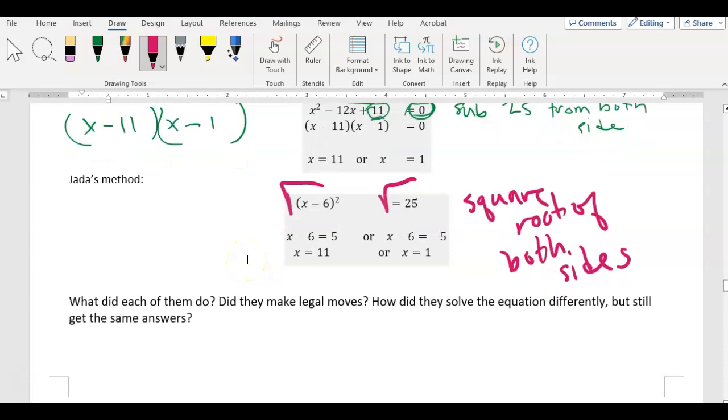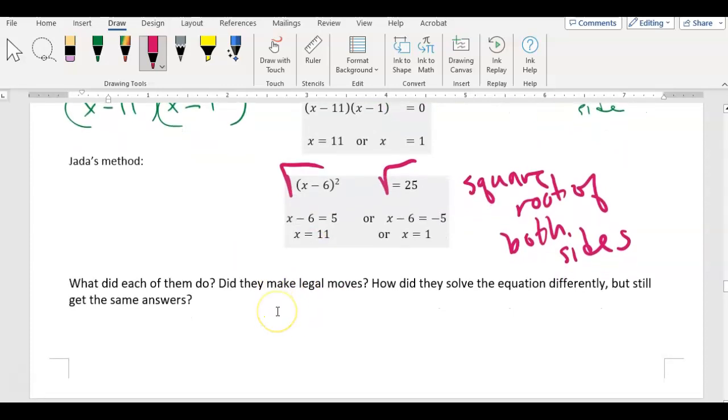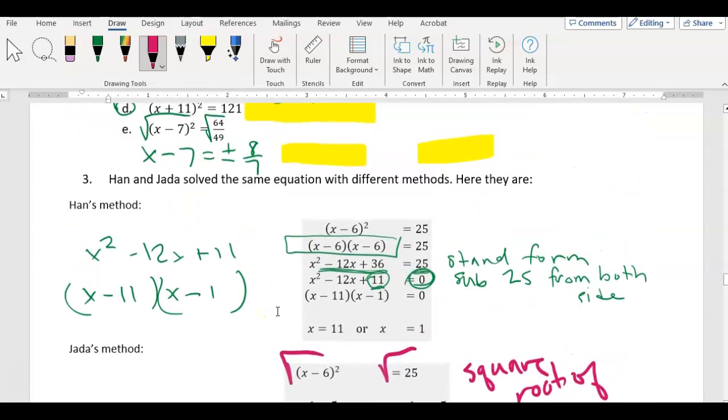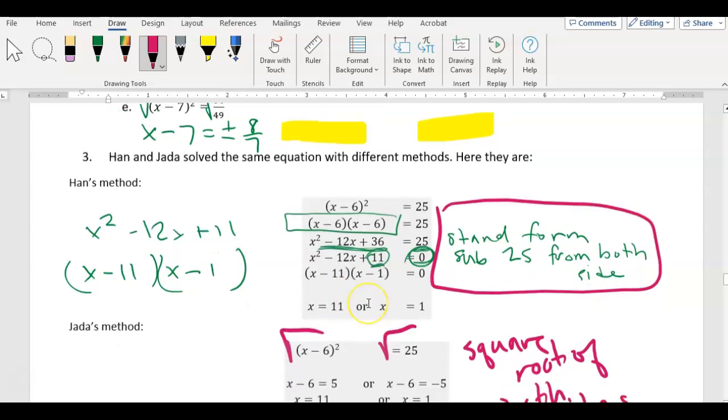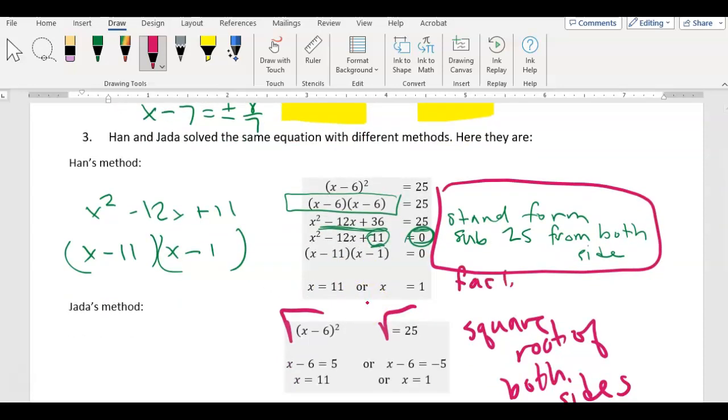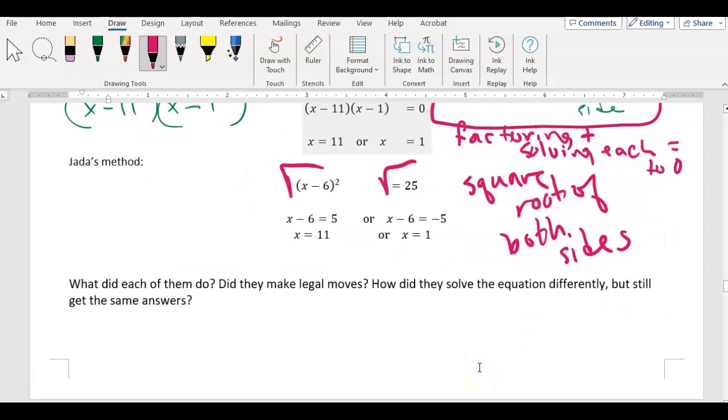So if you recognize that both sides of the equation are a perfect square, it'll make it faster for you to solve. Okay? So you should have something about him putting it in standard form, subtracting 25, factoring, and solving each for 0. Right? Versus Jada simply took the square root of both sides. She knows that the square root of 25 is plus or minus 5, and so she solved for her two answers that way.